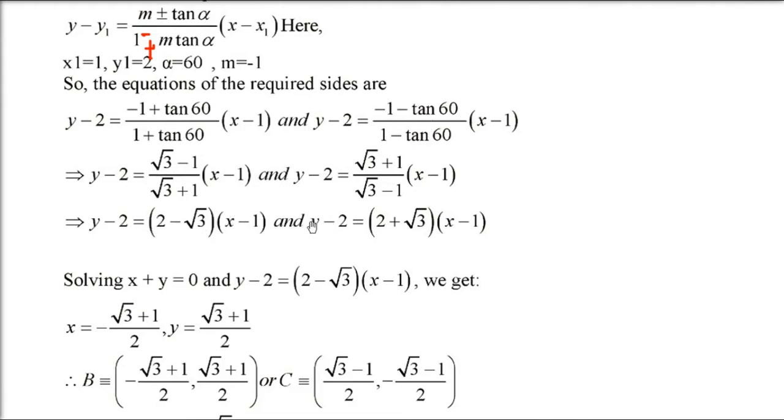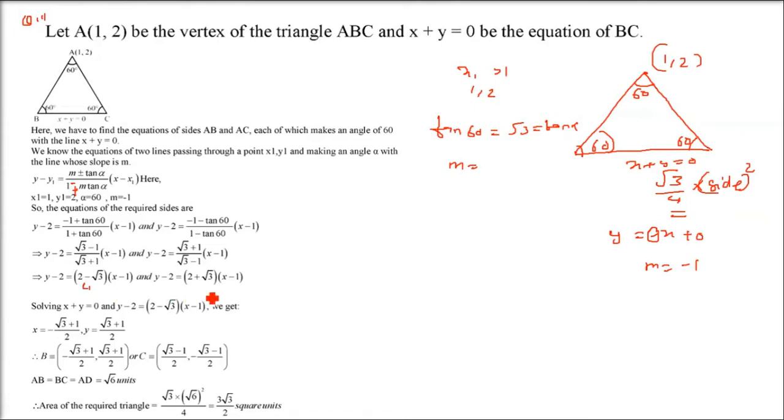I hope you'll be able to do that. Now, these two equations are the two sides through (1, 2). Let us call them L1, L2. Now x + y = 0 and L1, we have to find the intersection here, and L2 and x + y = 0, we have to find the intersection here. One I'm going to find for you, and the second you will do yourself, knowing how I did the first one. So let me take x + y = 0, and for the other line, you can take any of these.